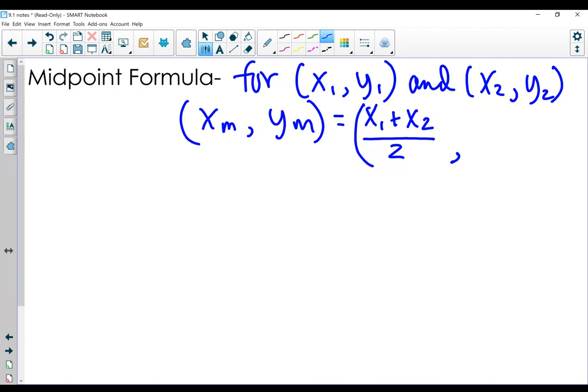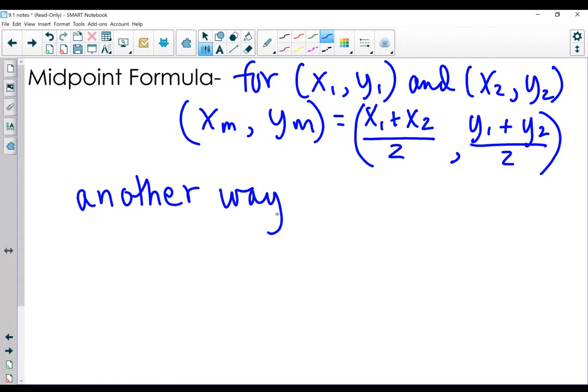Think about if I had 2 test scores, an 80% on one test and 100% on the other, and I wanted to find my average test score. I would add the 80 and the 100, and then divide by 2 and get 90. We're doing the same thing here. We're trying to find the middle value, so we add them together and divide by 2. So x sub 1 plus x sub 2 over 2, and y sub 1 plus y sub 2 over 2. Another way to look at this formula that's helpful sometimes is to look at each one by itself, kind of isolated.